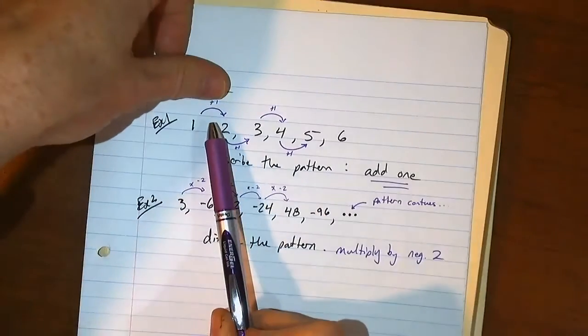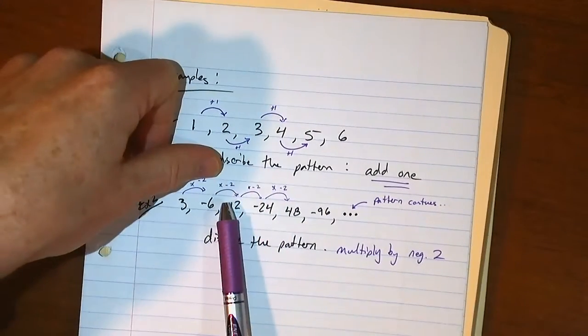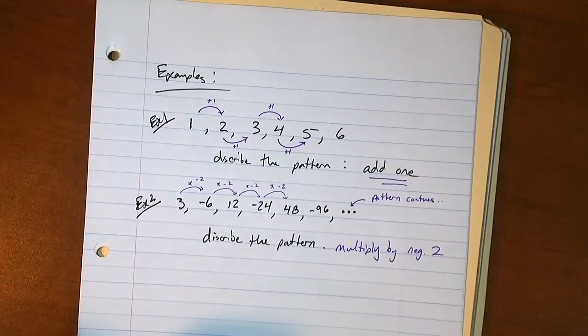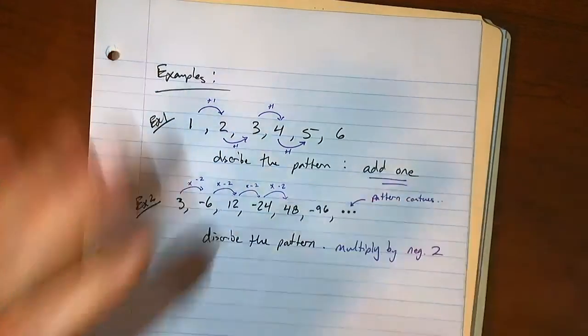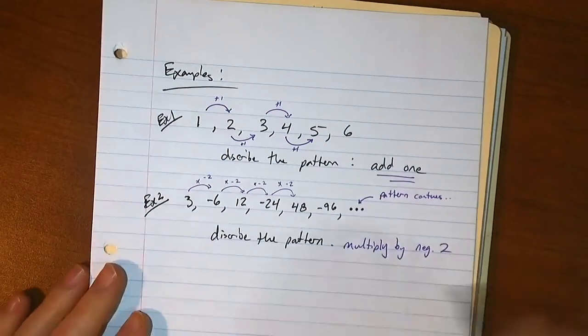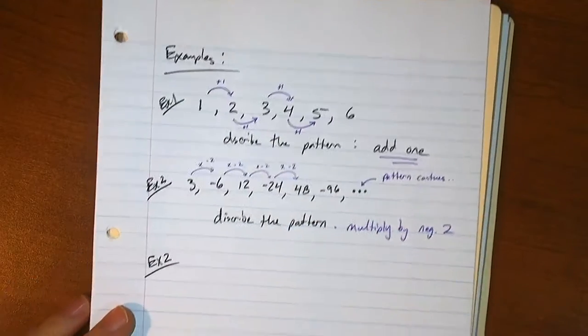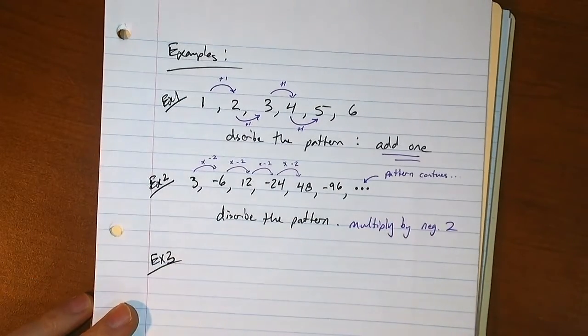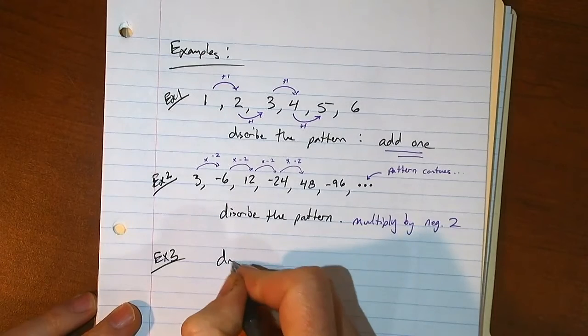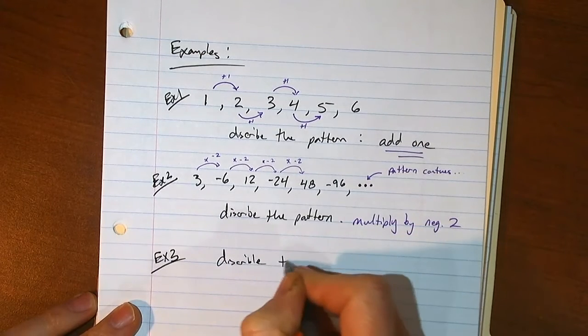You might be working with positive numbers, you might be working with negative numbers. You've got to be ready for both of those. And of course, don't forget when you're looking for patterns that fractions are numbers too. So let's finish with one last example. This would be example 3, where we're asked to describe the pattern.